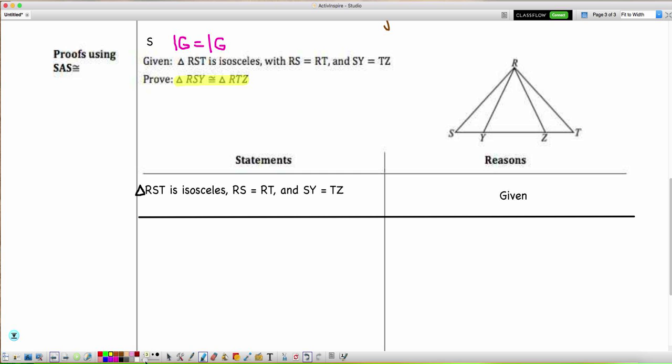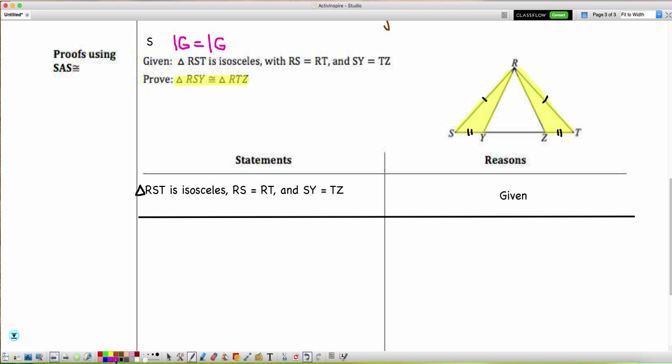So I could say that RSY is this triangle here, and RTZ is R to T to Z, so this triangle here. Trying to justify that those are congruent. So knowing that RS and RT are equal, I can put a line through RS, I can put a line through RT. I also know that SY and TZ are equal, so in SY I'm going to put 2 lines, in TZ I'm going to put 2 lines. So in those 2 yellow triangles, I've almost got SAS. I've got 2 sides, but now I need some angles to be labeled.